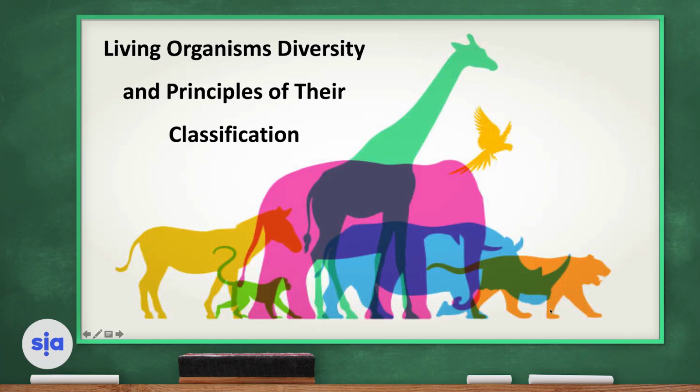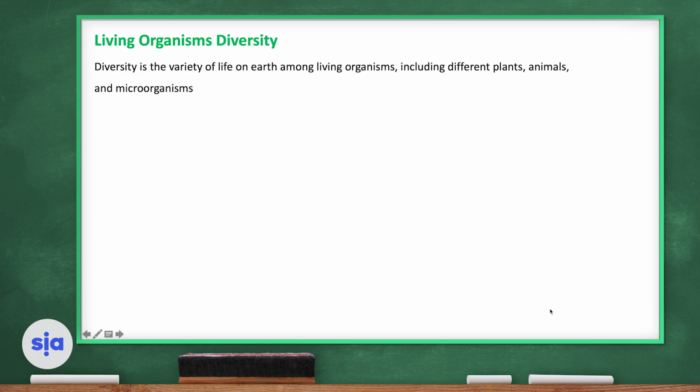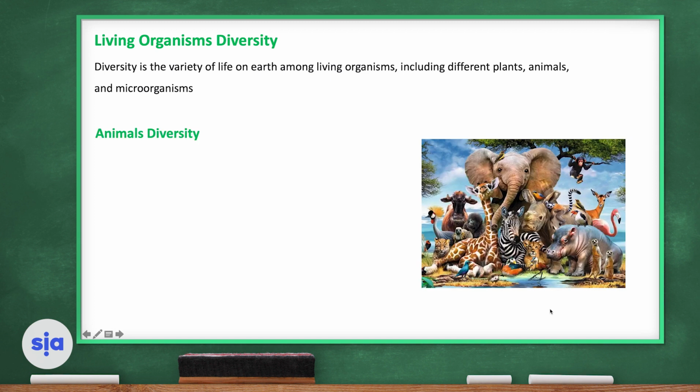Today we are going to discuss diversity in living organisms and principles of their classification. Living organisms diversity. What is diversity? It is the variety of life on Earth among living organisms, including different plants, animals, and microorganisms. Animals diversity.